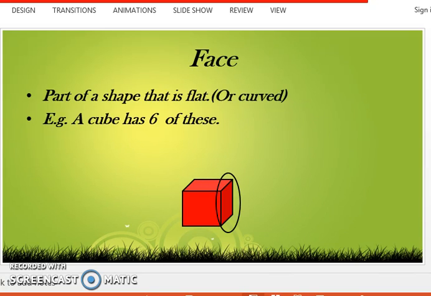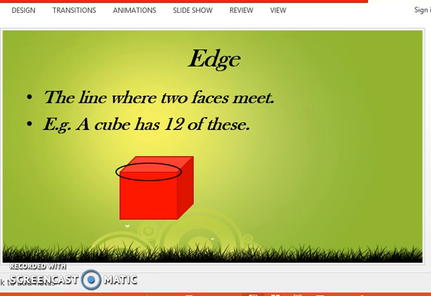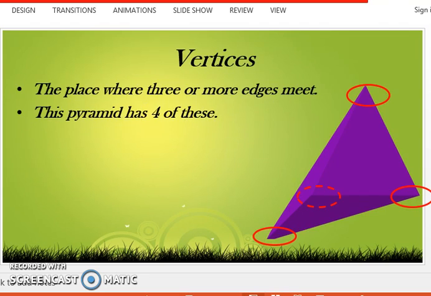What is a face? A part of a shape that is flat or could be curved. For example, a cube has 6 of these. Can you see the highlighted region? That is a face. Edge. What is an edge? The line where two faces meet is called an edge. A cube has 12 edges.